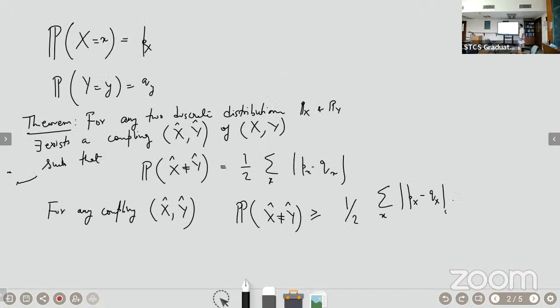Now the theorem: for any two distributions x and y, there exists a coupling such that the probability that they don't match is governed by this quantity, driven completely by the distributions of x and y. And you cannot find any other coupling for which the probability that they don't match is smaller than the same quantity.